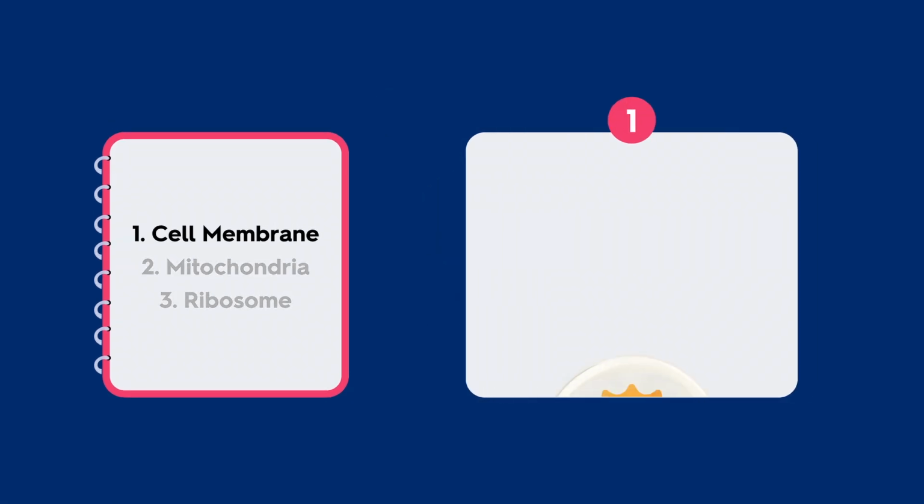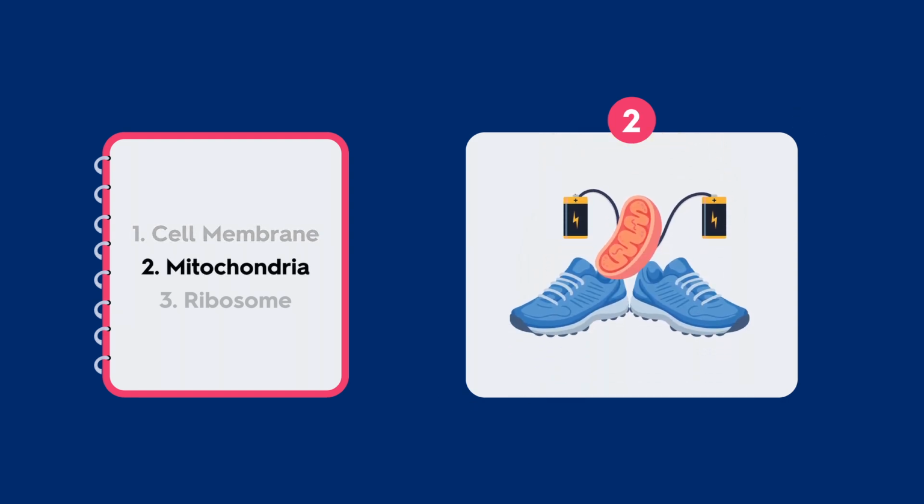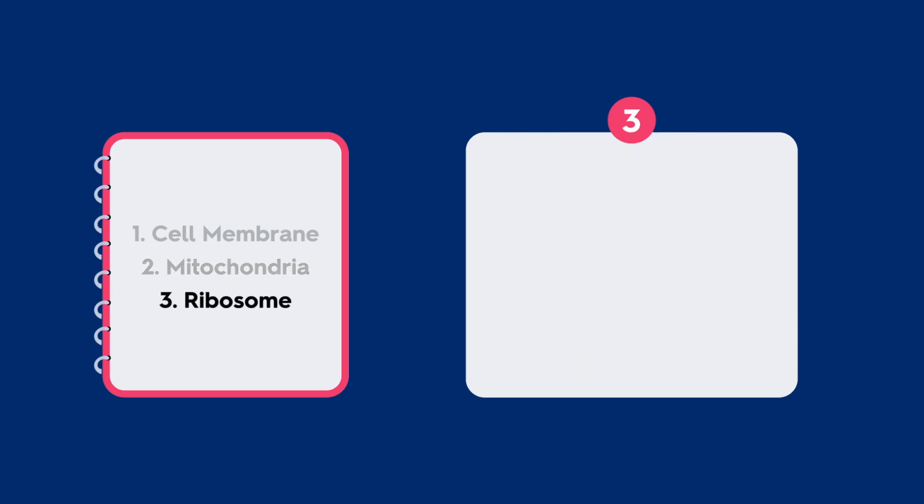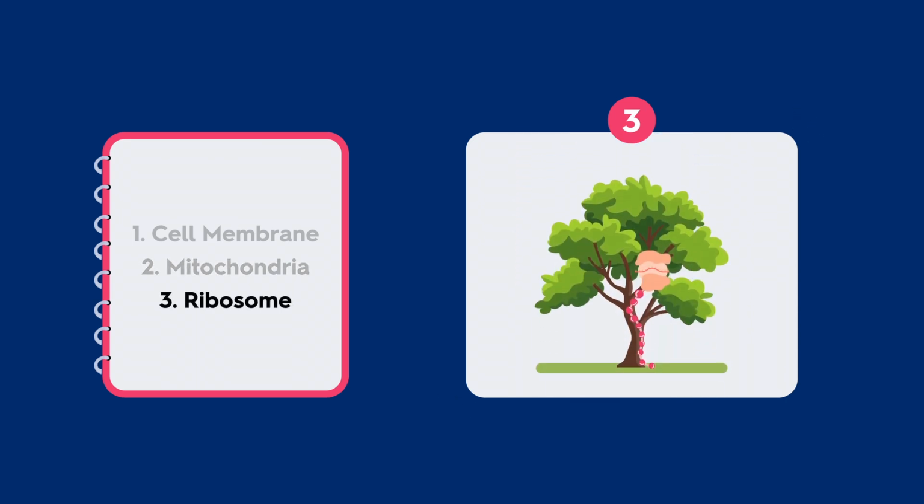First, picture the cell membrane wrapping around the sun like a glowing bubble. Next, picture mitochondria powering a pair of shoes like tiny batteries. Then, picture a ribosome in a tree building little protein chains. Each picture ties the term to its place in the list.